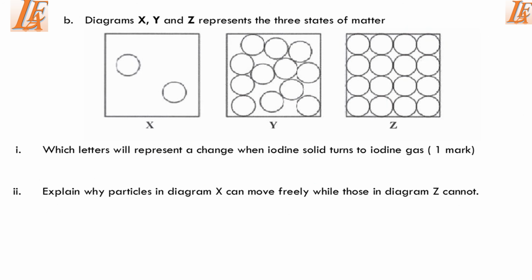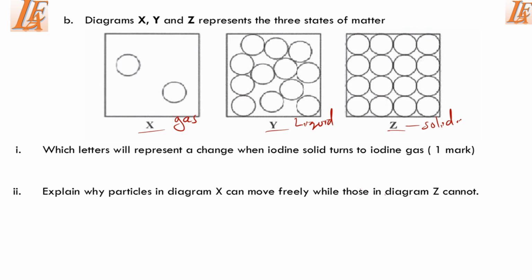Question 35b. Diagrams X, Y, and Z represent 3 states of matter. So in this case, you can see we have states of matter labeled X, another one labeled Y, and then another one labeled Z. The X one is in gaseous state. Then the Y one, because the particles are randomly packed and they are closer to each other than X, in this case this is a liquid. And then in Z, particles are regularly arranged and they are close to each other. This one is in solid state.